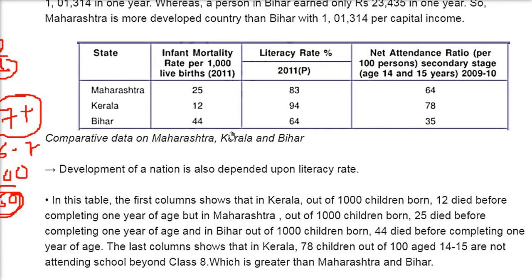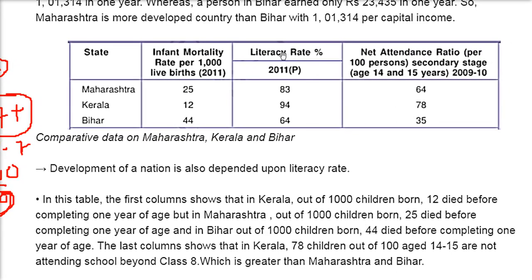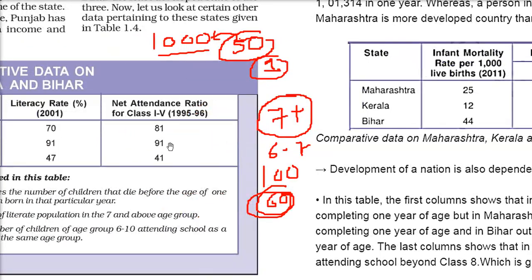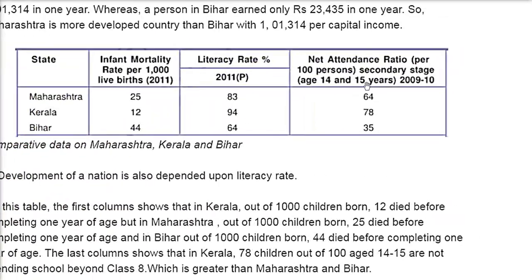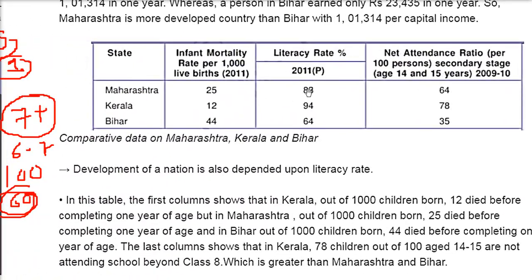So coming back to this table, we have these which we discussed just now: infant mortality rate per 1,000 live births. This is the literacy rate and this is the net attendance ratio as per 100 persons. As per 100 kids, now we are taking 14 to 15. It was 6 to 10 here, which we talked about, we are taking up till 14 and 15. Now if you see here, this is comparative data again for Maharashtra, Kerala and Bihar.